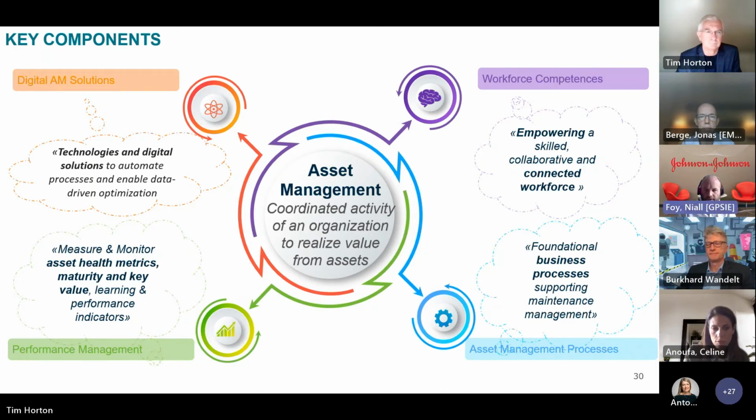Digital asset management solutions and performance management. I always go performance management first when I present this slide, and the reason is that unless we can measure what we're doing, you saw the KPIs that Burkhard had presented earlier. If we start seeing what we can get in and what we can get out of our programs, the must-haves, the should-haves, and the could-haves, we can start measuring these things. We can start making a difference.